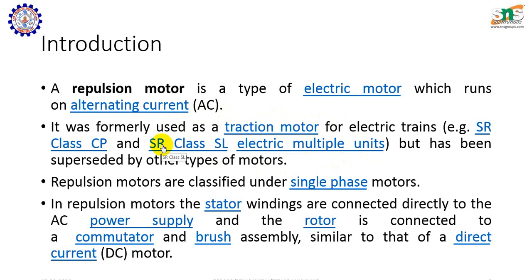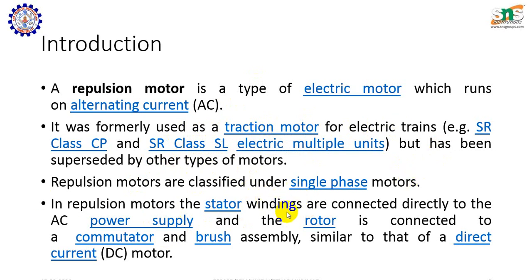SR class means Southern Railways, and class C, in olden days we had a CP. It is similar to second sitting, and class SL means sleeper class. So SR here is Southern Railways sleeper class. The repulsion motor was used in this kind of trains or tractions, and currently it is not being used. Repulsion motors are classified under single phase motors.